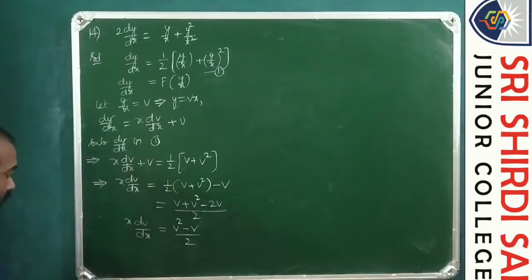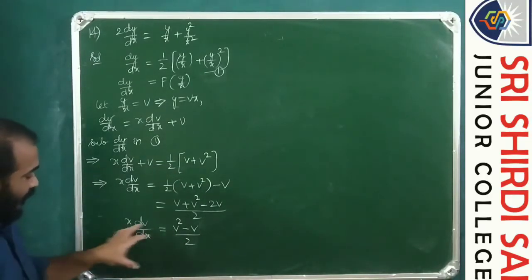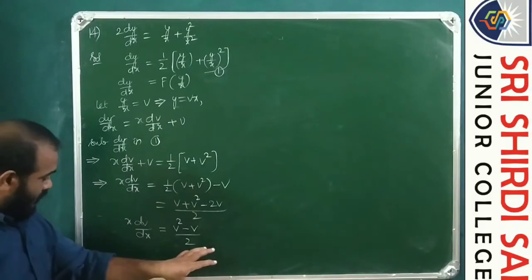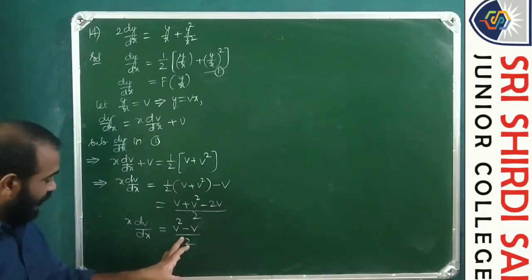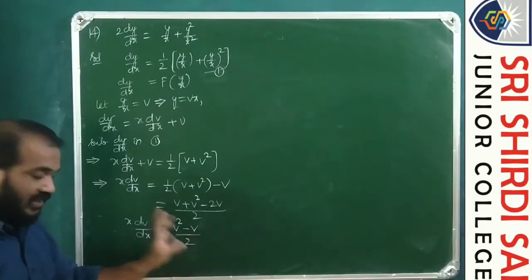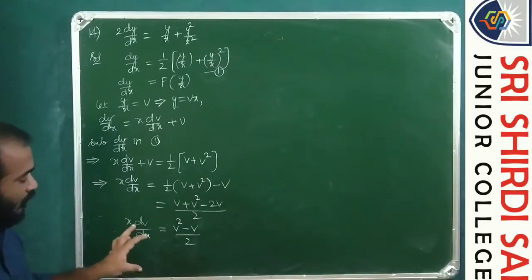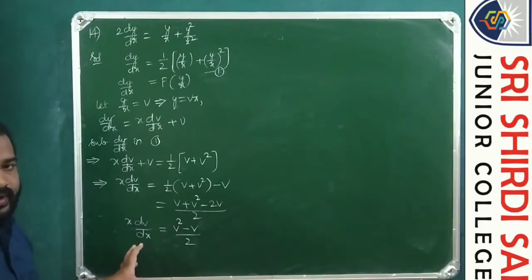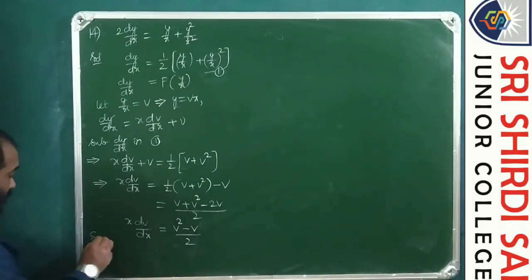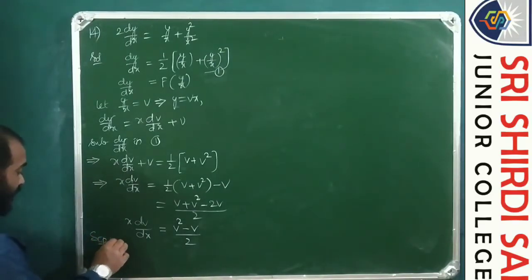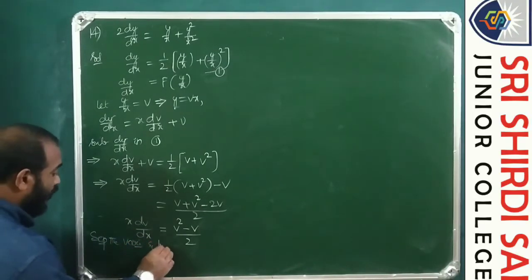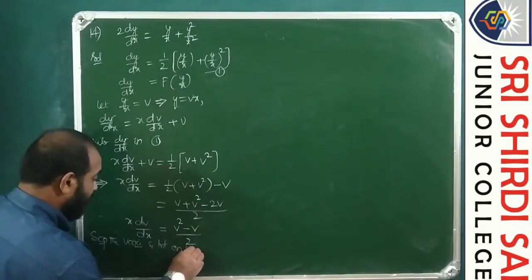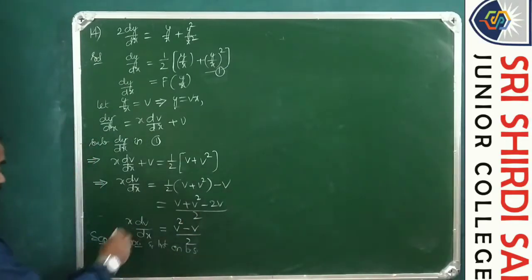Now, wherever you see, only x and v are what we can see. Therefore, we have to proceed, we have to separate the variables. Separating the variables and integrating on both sides.